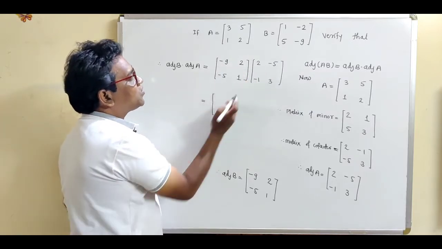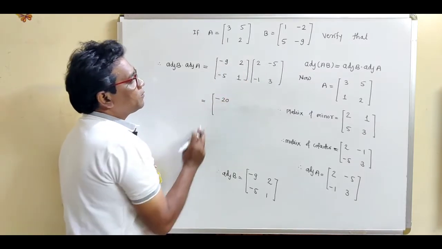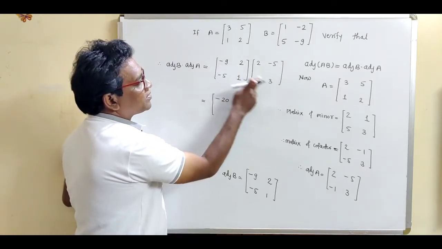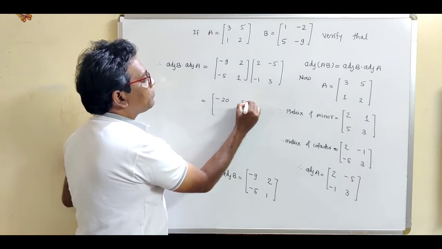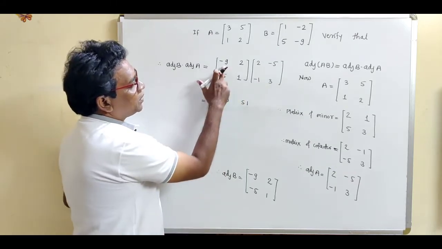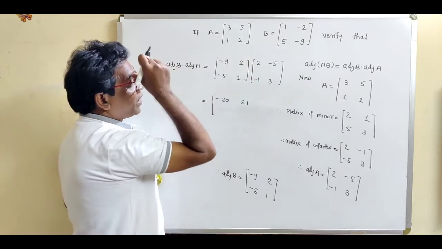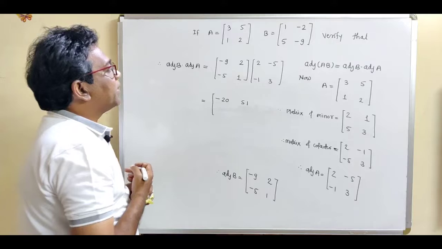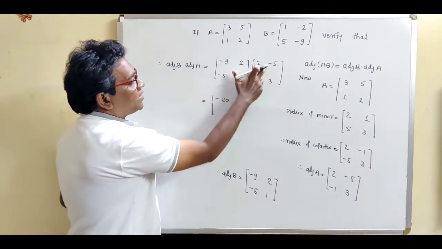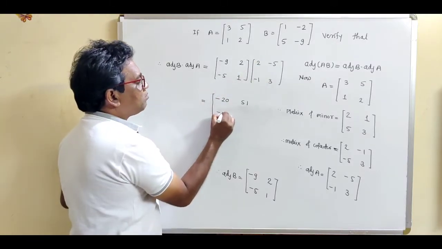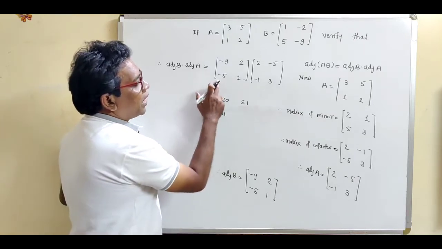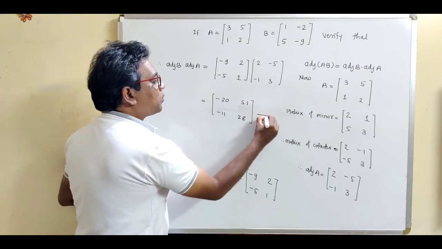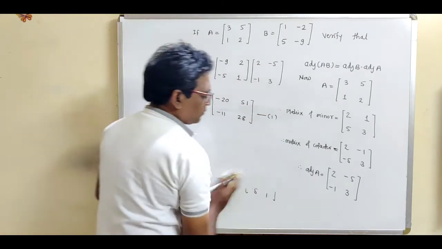-18 and -2, so this is -20, 45 and +6, this is 51, 9 into 5, this is 45 and plus 6. So 45 and plus 6, it is 51. Minus 10 and minus 1, this is minus 11. And 25 plus 3, this is 28. So this is suppose the equation number 1.